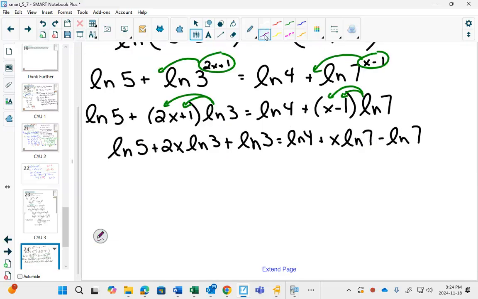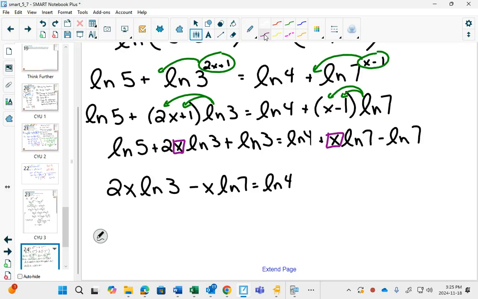I'm going to put a purple box around the x's. I only have 2 terms with x's. The rest of them are just numbers. So I'm going to keep my terms with x's on the left-hand side. So I'll subtract the x natural log of 7. And I'm going to move all of my numbers, natural log of 4 minus natural log of 7, we're already on the right-hand side. Now I'm going to subtract my natural log of 5, and I'm going to subtract my natural log of 3. Put all my numbers, even though they're funny-looking numbers, on the right-hand side.